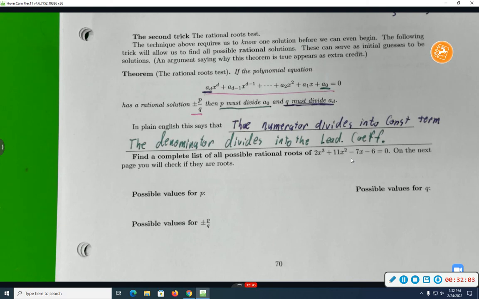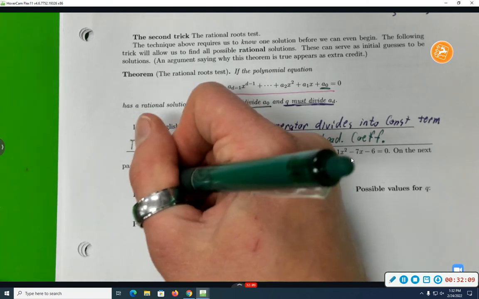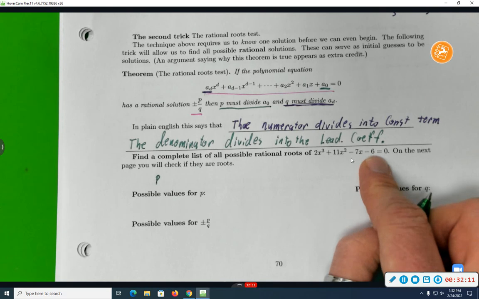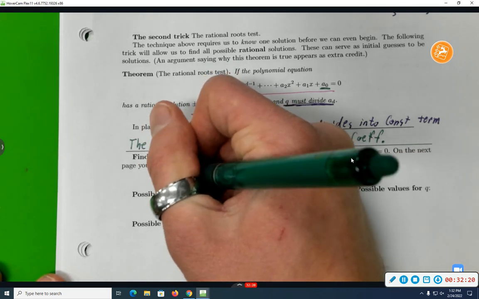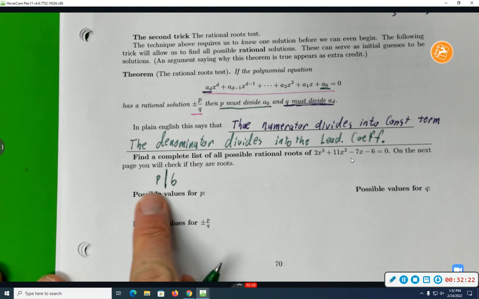The constant form. And what is the constant form? Yeah, it is, I guess, -6, but dividing into -6 is kind of the same as dividing into 6. So I'll ignore that sign for now. So P divides evenly into 6.